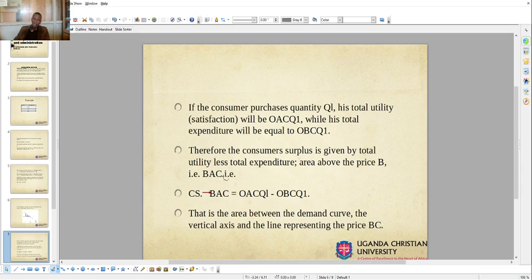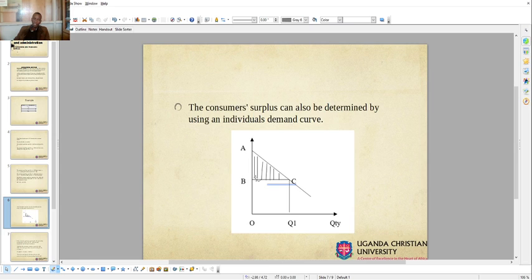Area BSC. And recall if you go back, our area BSC is this. This one is area BSC.